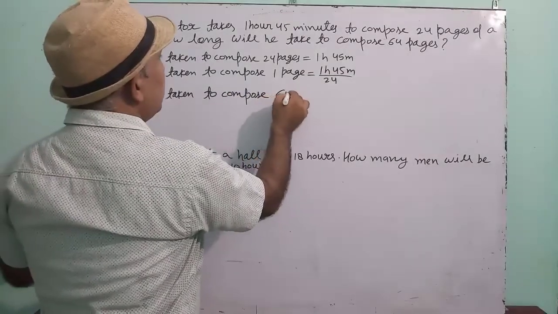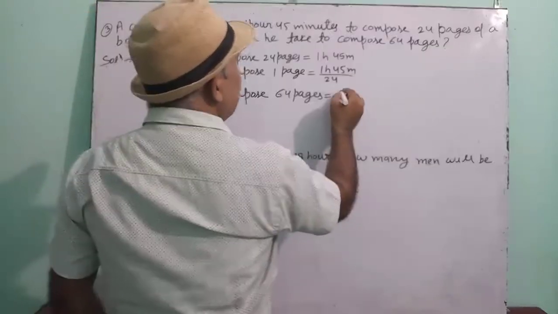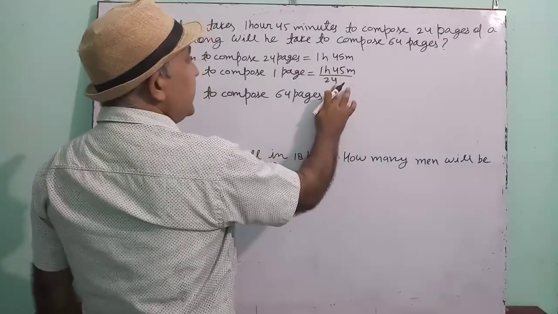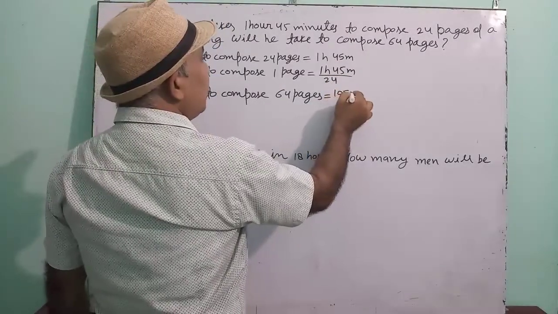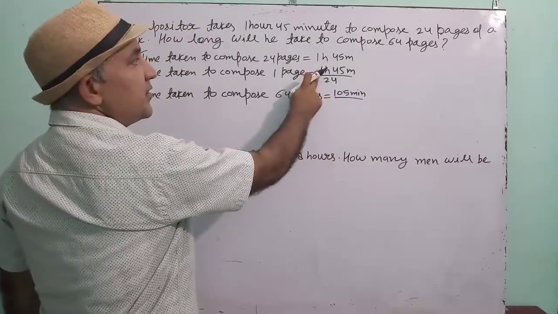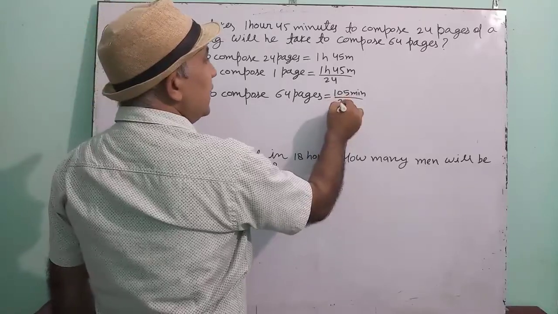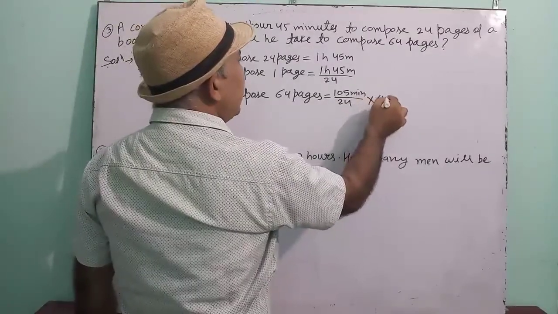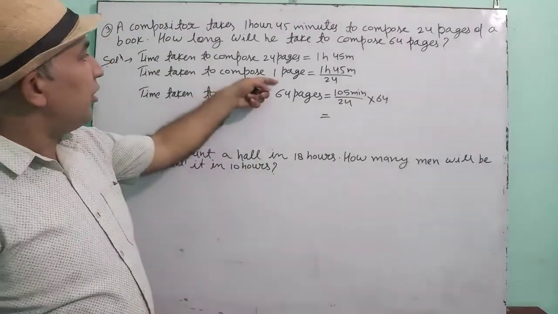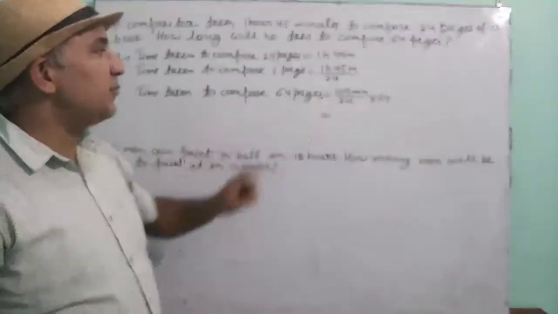Time taken to compose 6 pages will be 1 hour 45 minutes, which means 105 minutes, because 1 hour is equal to 60 minutes. 60 plus 45 is 105. Okay, upon 24 multiplied by 64. Is this clear? Value of 1 is this, so value of 64 will be more. That is why we are multiplying.